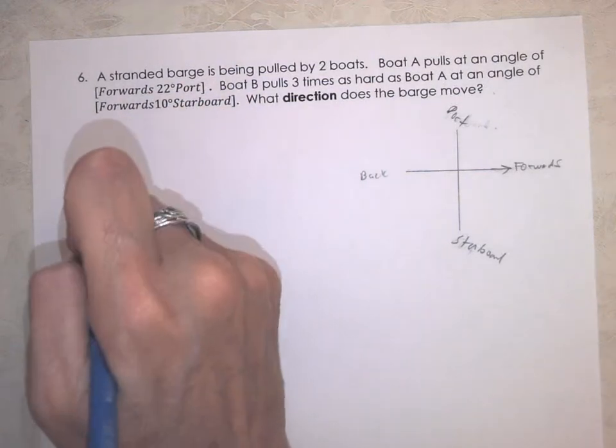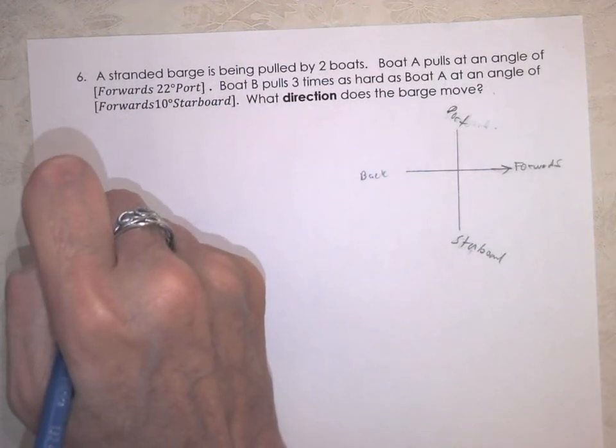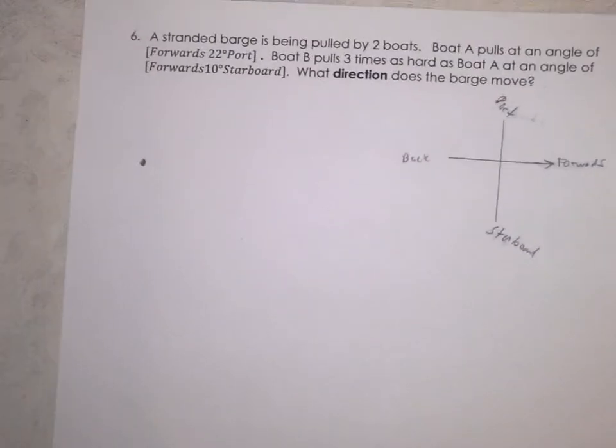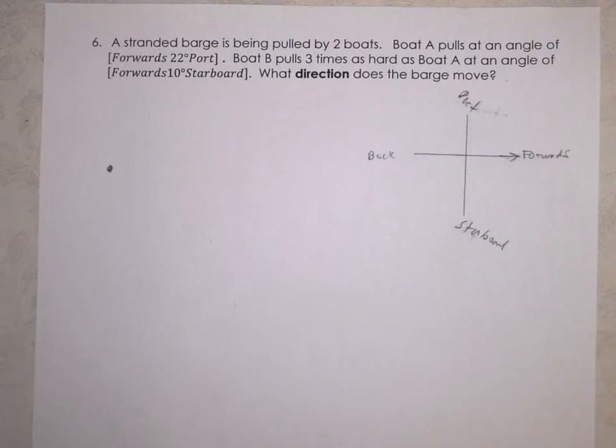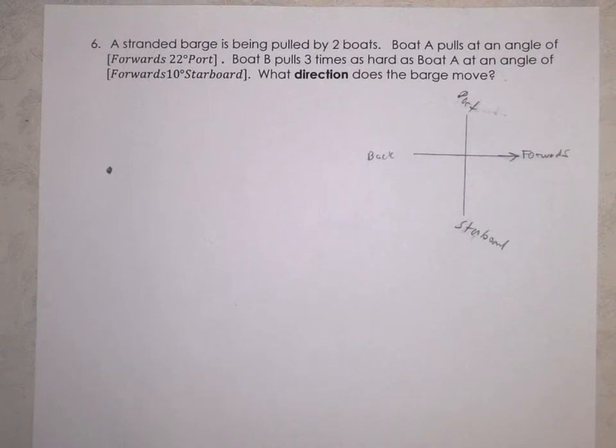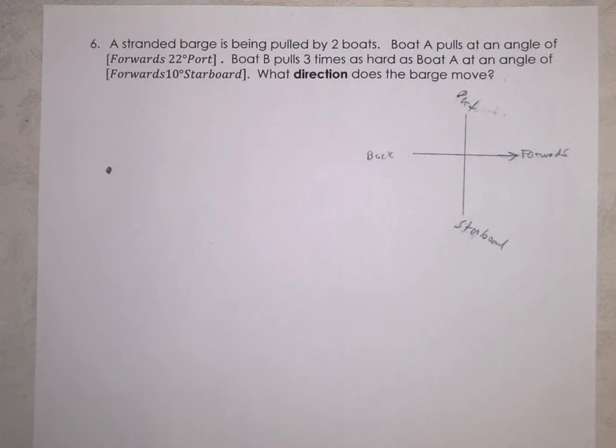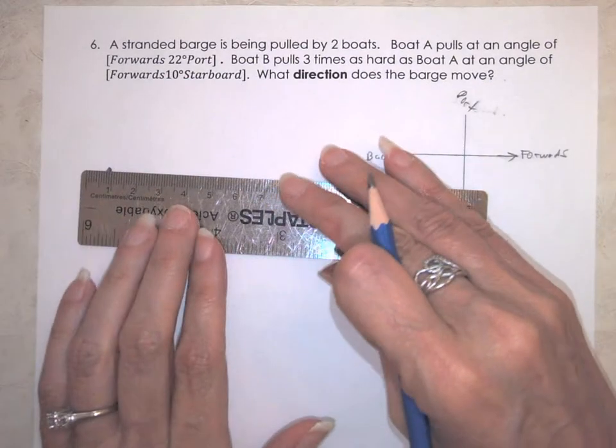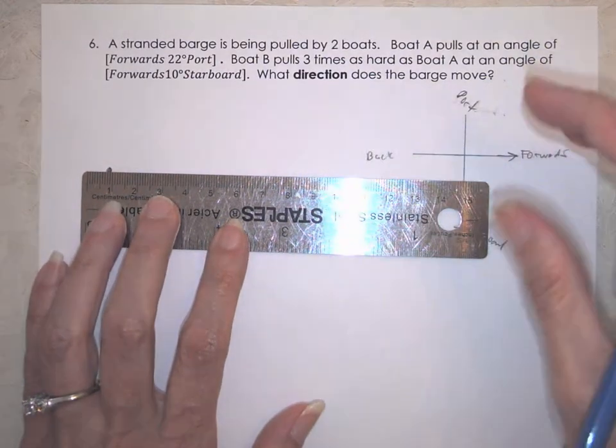So here's our stranded barge. My dot. It's being pulled by two, say, tugboats. Boat A pulls at an angle of forwards, 22 degrees port. So let's do our dotted line to represent forwards.